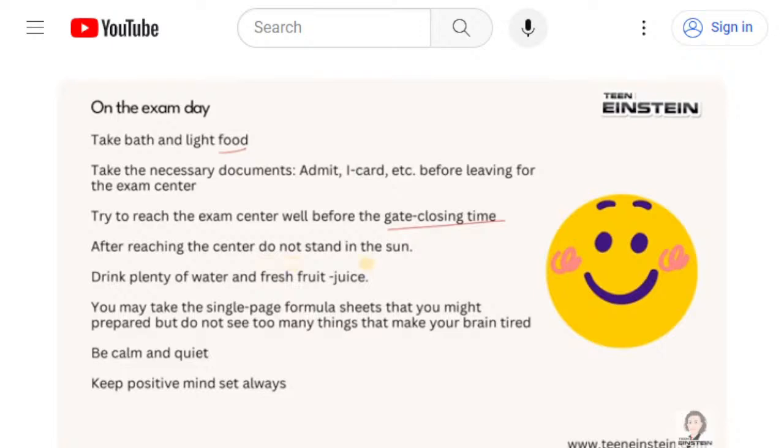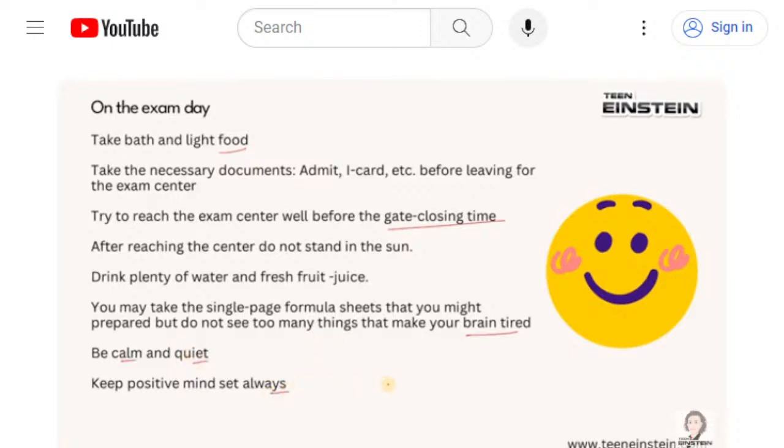After reaching the center, do not stand in the sunlight. Sunlight during this summer season may drain your energy level. Drink plenty of water and fresh fruit juice; that will keep your energy high. You can carry a single-page formula sheet if you like, but do not look at too many things during the morning before the exam, otherwise that will make your brain tired and you may not be able to think properly during the exam. So better to be calm and quiet and keep a positive mindset always.